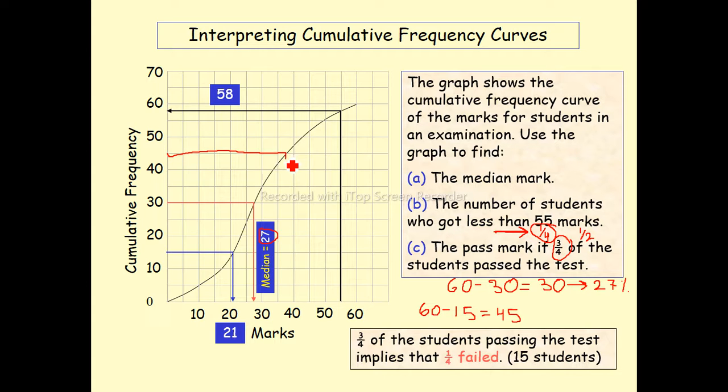So that's going to be about 46, 47, right? So the pass mark would have to be, say, 46 or 47%, if we know that only 15 students pass. Okay, so that's the idea.